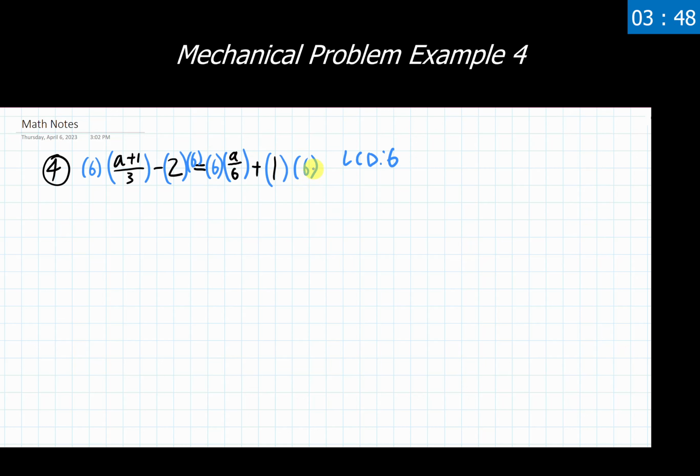On the left side here, I have this 6 and this 3, they are going to reduce down. The 3 is going to become 1, the 6 is going to become 2. Both can be divided by 3, and that's where that's coming from. So my result is going to be 2 times (a + 1). My next part here, I have minus 2 times 6. Well, 2 times 6, there's no canceling that's going on. This is just going to give me 12.